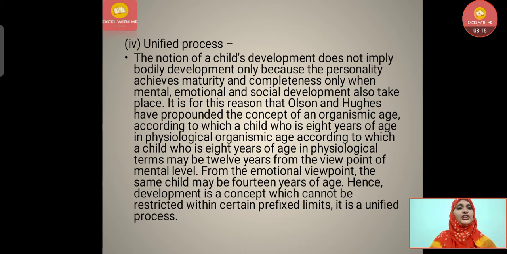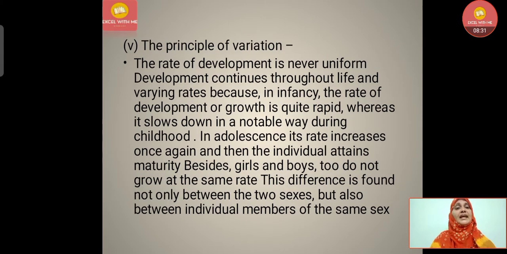From the emotional viewpoint, the same child may be 14 years of age, hence development is a concept which cannot be restricted within certain prefixed limits. It is a unified process. The next principle is the principle of variation. The rate of development is never uniform.